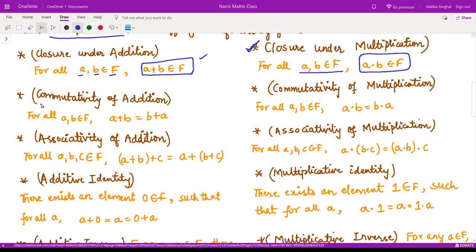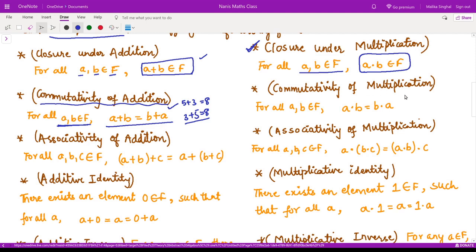They are commutativity of addition. That means you take any two elements from the set F, then if you do A plus B or you do B plus A, they are the same thing, right? As in the ordinary numbers that we have. For example, in the reals, if you add 5 plus 3, that is equal to 8, and if you add 3 plus 5, that is also equal to 8. So commutativity of addition is there in fields.